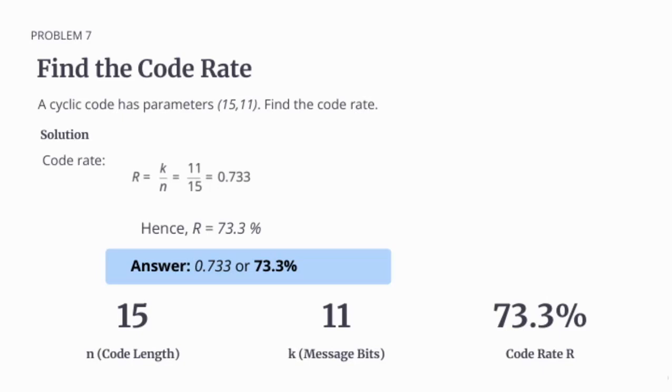Let's talk about code rate, a key measure in coding theory. Here, we have a cyclic code with parameters (15,11). The code length n is 15, and the message bits k are 11. To find the code rate, we divide k by n. That gives us 11 divided by 15, which equals about 0.733 or 73.3%. So the code rate tells us how much of the code is actual message versus redundancy. In this case, it's just over 70%.